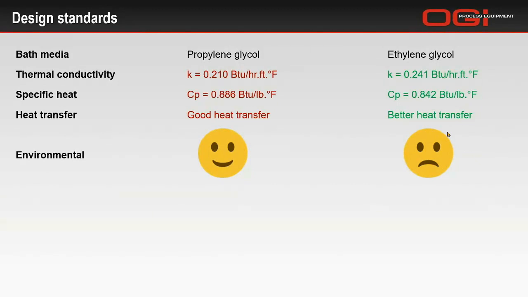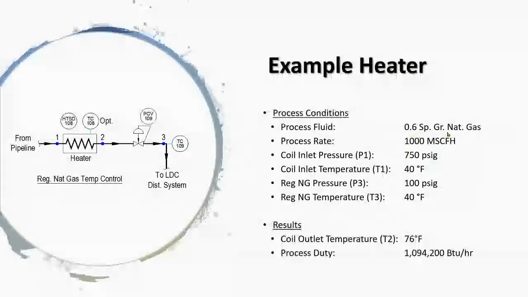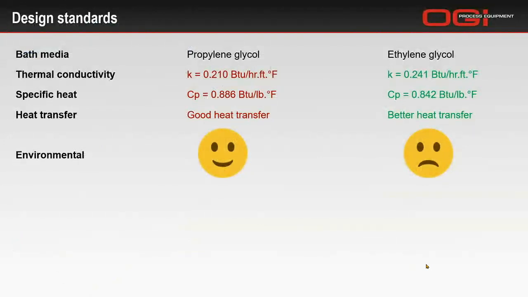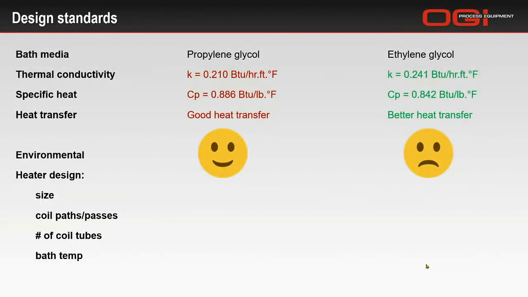With ethylene being better at transferring heat, you may think, well, how much of an impact will that be on the heater? To find out, we're going to assume an example process condition that's kind of a middle-of-the-road heater. We see this a lot at meter and regulating stations, which will result in your process duty being a little over 1 million BTU. What we'll do is size it based on propylene and then on ethylene. In sizing it, we're going to look at the size of the shell, and then at how many coil paths and passes, and essentially what your tube bundle is going to look like, your process coil bundle.